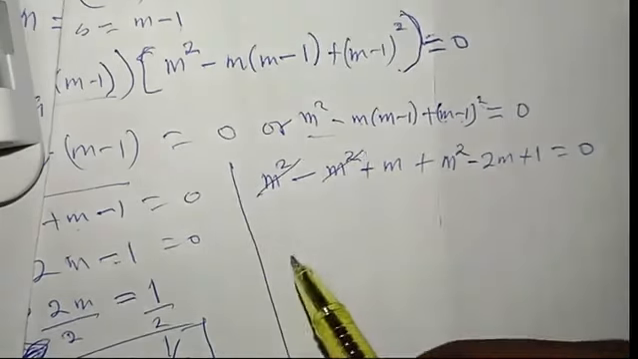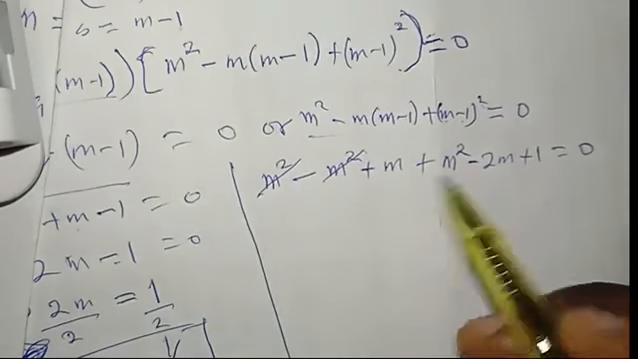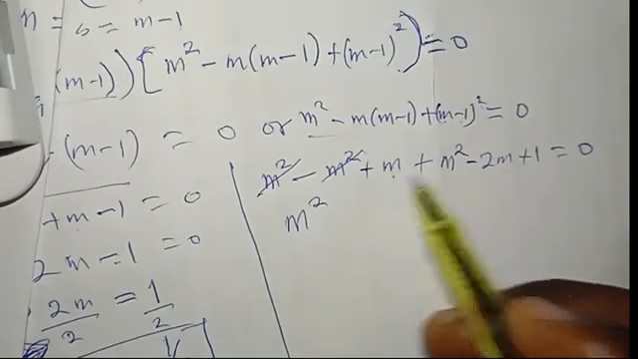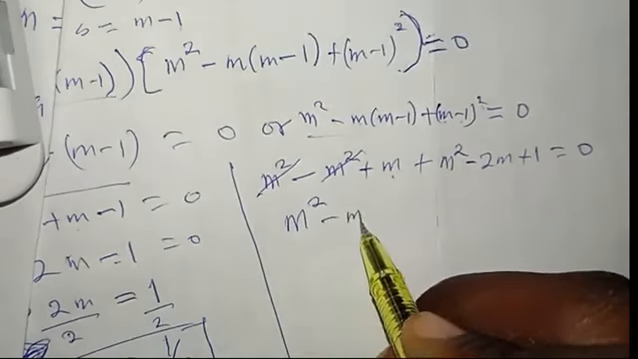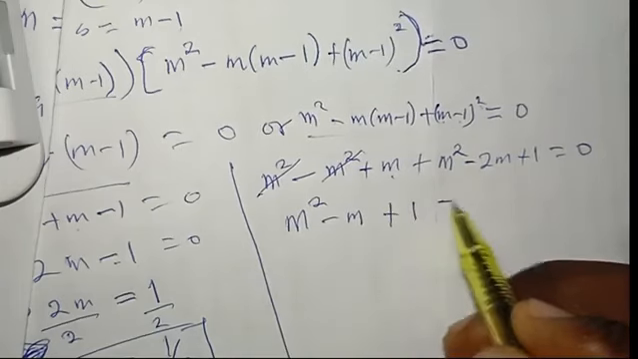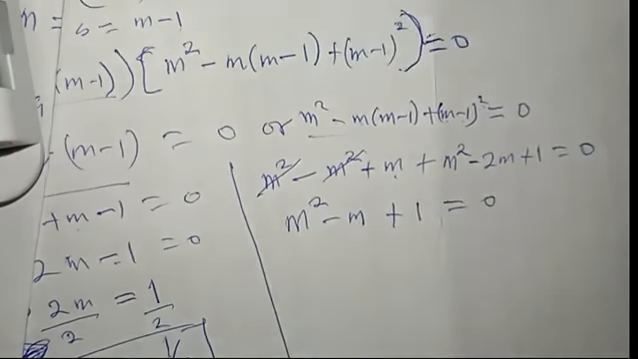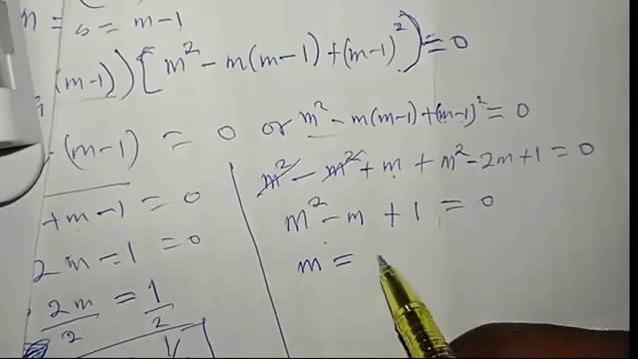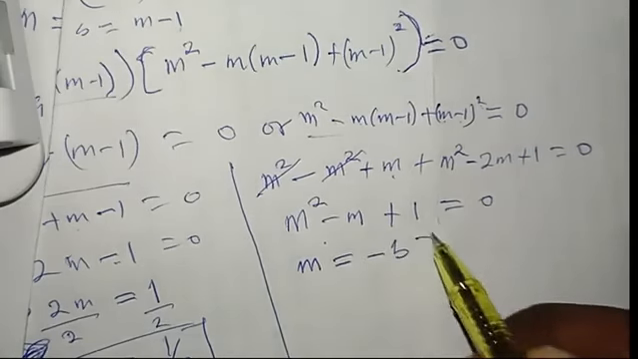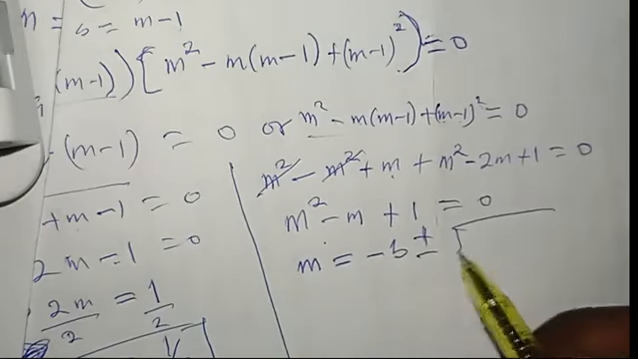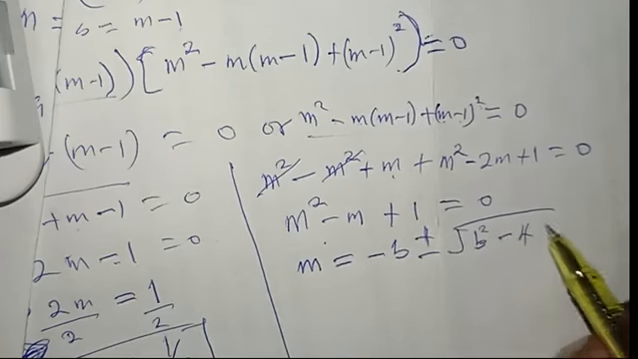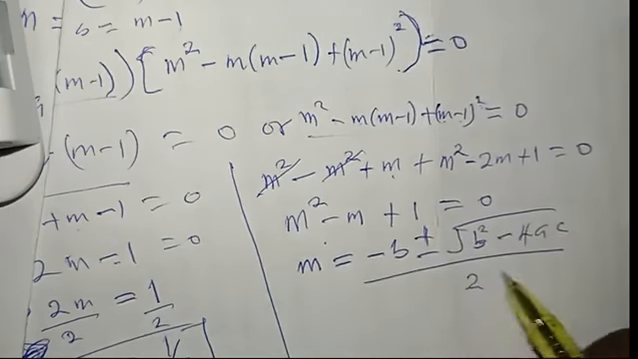Okay, so moving on, what I'm going to do is to simplify this. One can actually cancel this, and then I'm left with m squared, and then of course plus m minus 2m gives us minus m plus 1 is equal to 0. So that gives us another quadratic equation which is not factorizable. So using the formula method, the value of m is equal to minus b plus or minus the square root of b squared minus 4ac, divided by 2a.